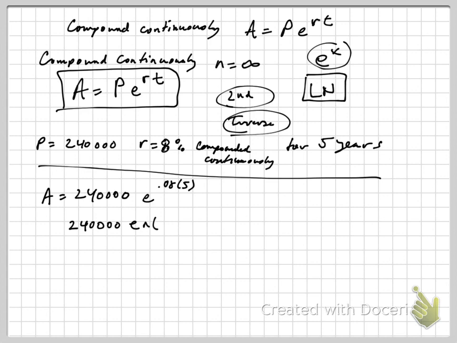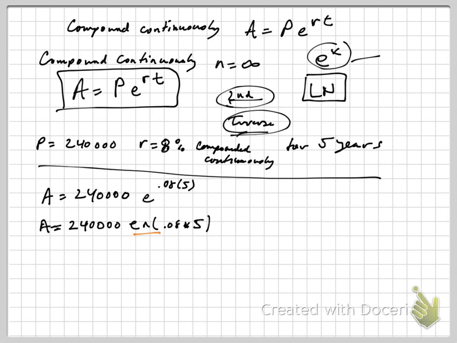If you hit the second or inverse and then e to the x, it's going to give you what you see right here automatically. What you have to then do is type in the rest of it. So you type in the 0.08, the multiplication symbol, 5, and close that, and hit enter, and it will give you the answer.